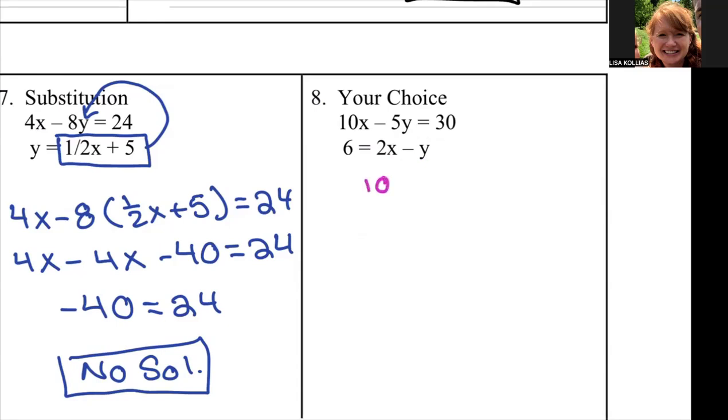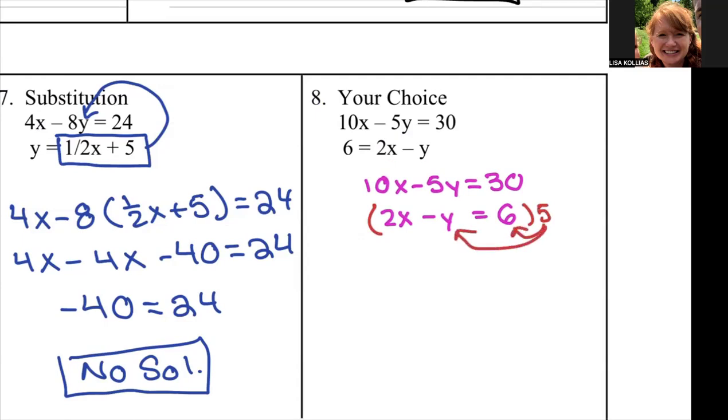Okay, so we've got 10x minus 5y equals 30. I'm going to go ahead and say this 2x minus y. I'm just going to switch the sides, and it equals 6, and it's lined up. That's why I decided to change my mind. So I'm just going to go ahead and multiply this bottom one, if I want to knock out the y's, by 5. Again, not the only way to do this.